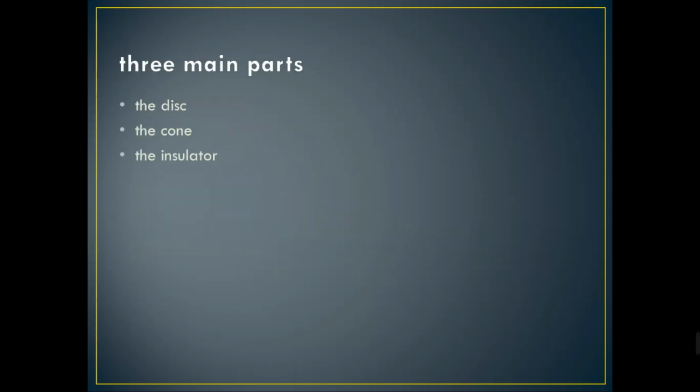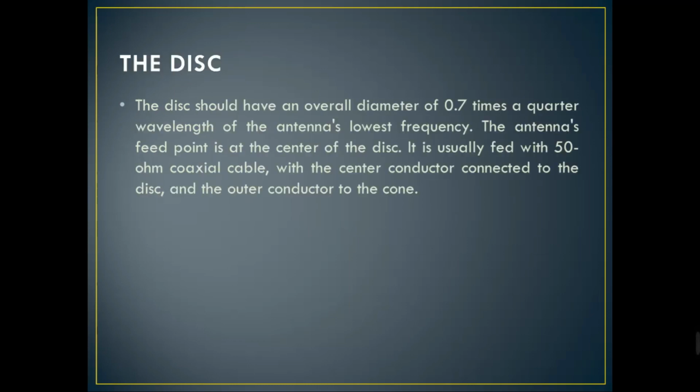A disc cone antenna consists of 3 main parts: the disc, the cone, and the insulator. The disc should have an overall diameter of 0.7 times a quarter wavelength of the antenna's lowest frequency. The antenna's feed point is at the center of the disc.